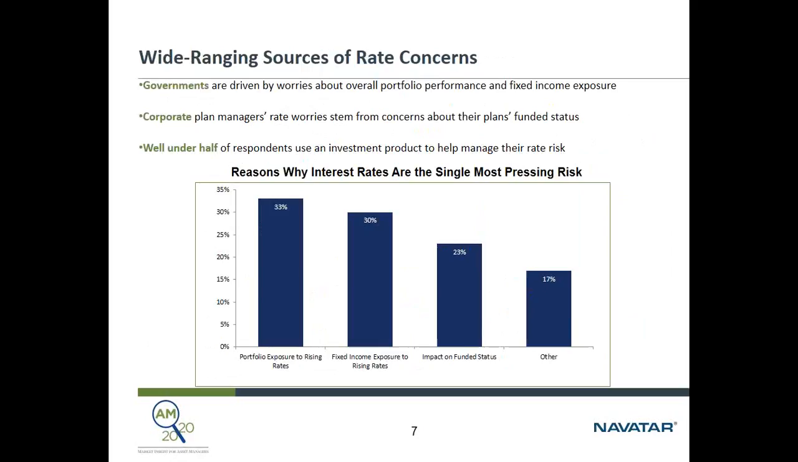The first two columns are the governments primarily. They're worried about rising rates on the fixed income portion and the overall portfolio. And corporates are much more worried about their funded status. Other plans have to deal with the funded status, but they're not so worried about it. So on the next slide, we dig a little deeper into volatility concerns.